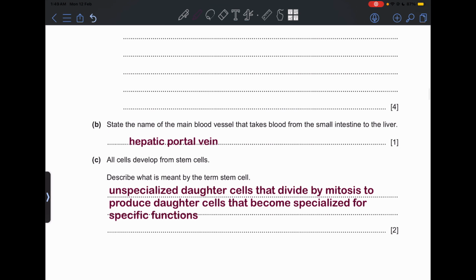B says state the name of the main blood vessel that takes blood from the small intestine to the liver. This is the hepatic portal vein. So anything that is related to the liver is called hepatic. This is just an important tip for you guys.